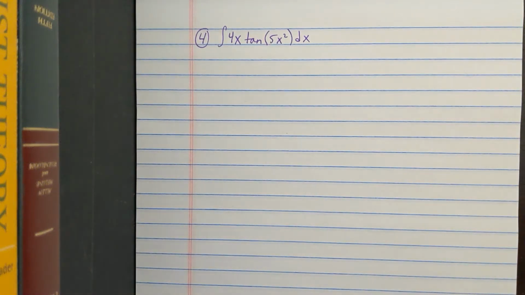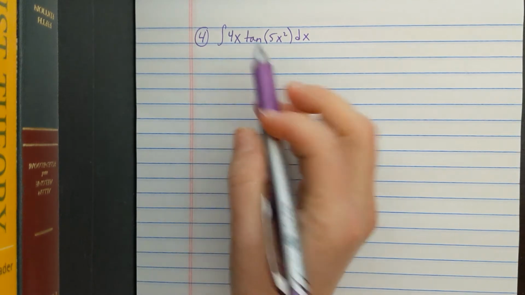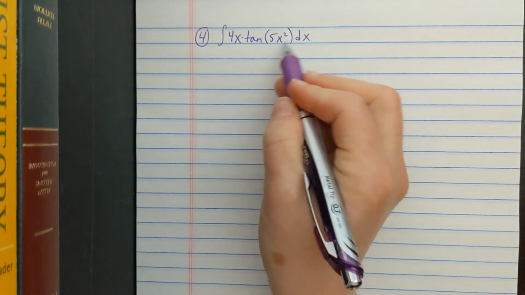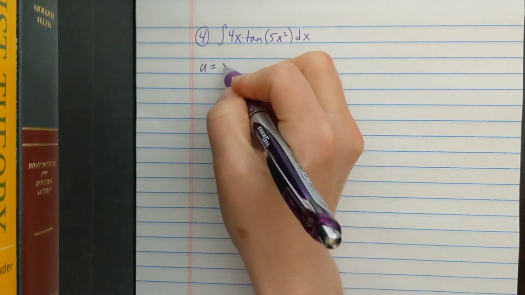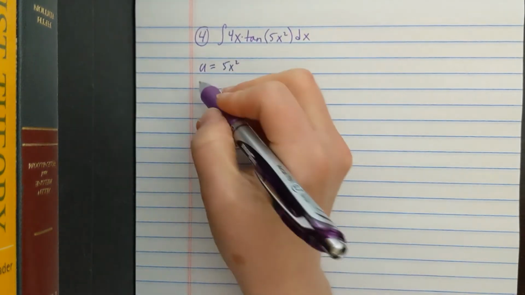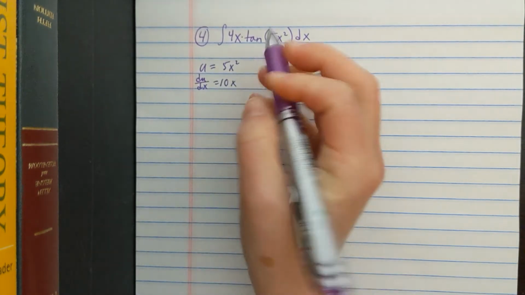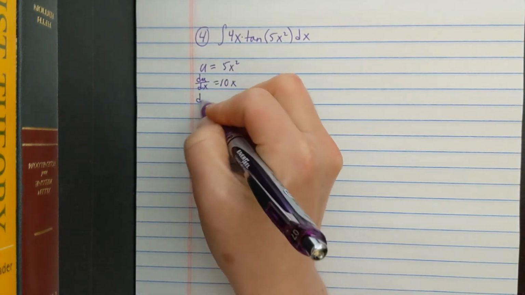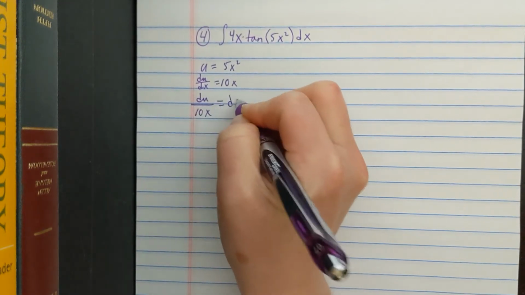Here's number 4 from your Substitution Review worksheet. We have the integral of 4x times tangent of 5x squared dx. And I'm going to start with letting u be 5x squared. And then the derivative of u with respect to x will be 10x. And then we get that du divided by 10x is dx.